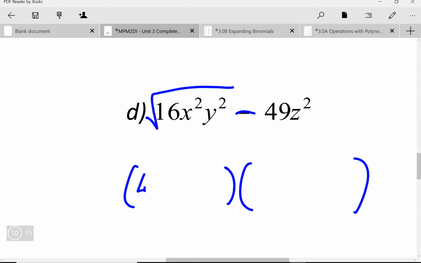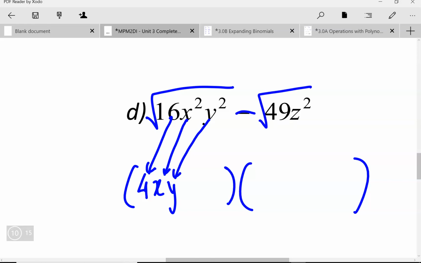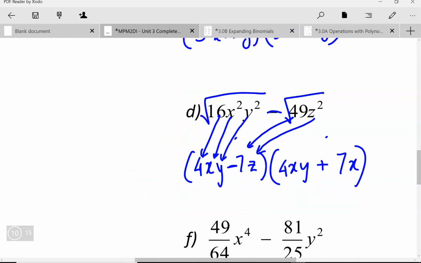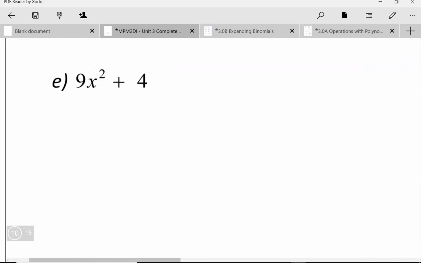Square root of this, 16x squared y squared minus 49z squared. Square root of 16 is 4. Square root of x squared is x. Square root of y squared is y. Square root of 49z squared is 7z. Square root of 49 is 7. Once I take the square root, I'm just going to put a plus and a minus. It doesn't matter which order you put. You can put plus here, minus here, or minus, plus. It makes no difference.